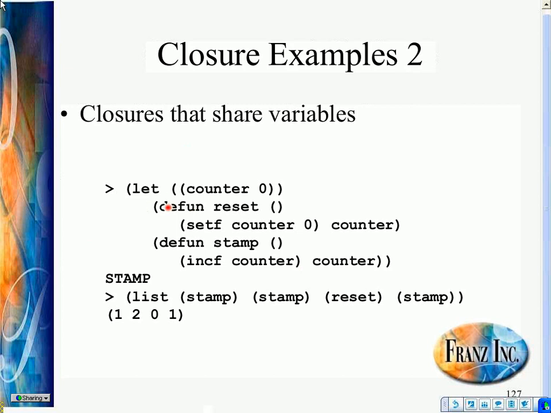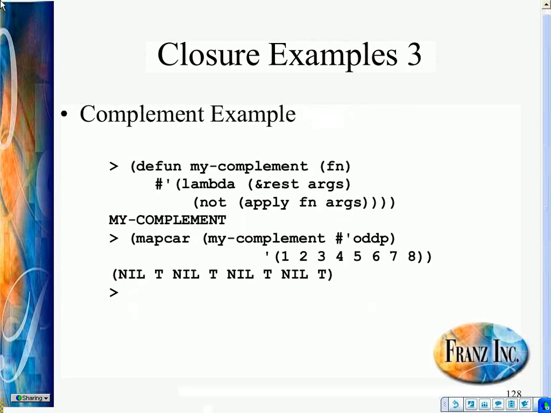Let me just run through this. You see here again, we are defining a local variable counter, and then we're defining a function reset that refers to counter in the scope of this let statement, and a function stamp that refers to counter. This one sets it to 0. This one increments it. So now, when we look at the values returned, stamp, stamp, reset, stamp, it sets to 1, 2, and then back to 0, and then back to 1.